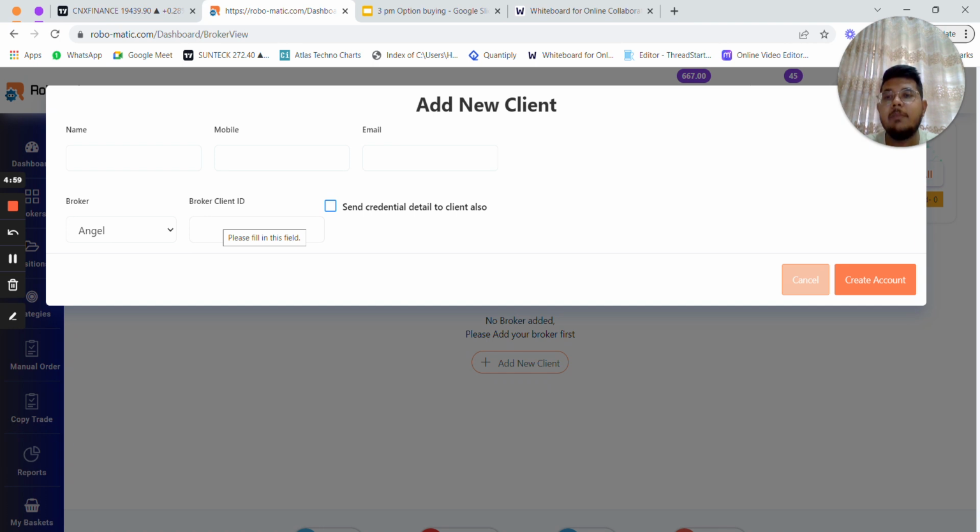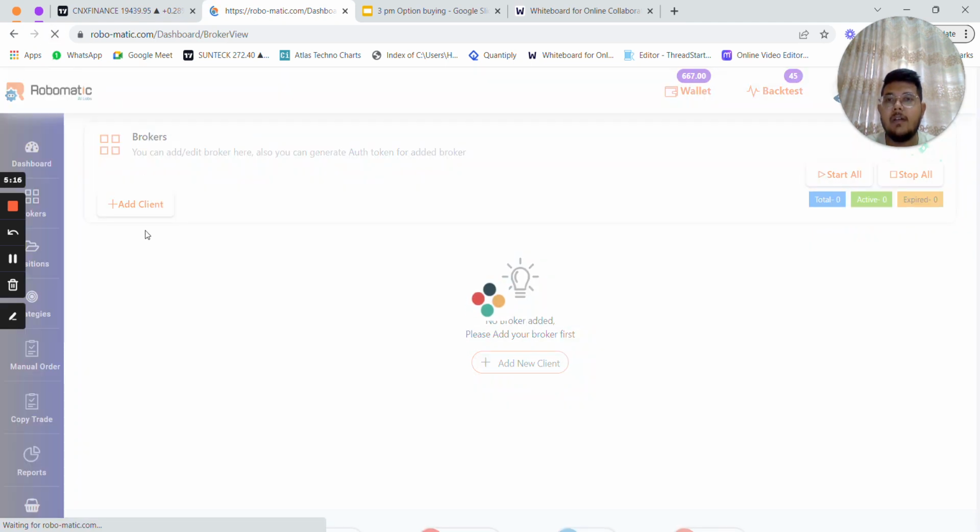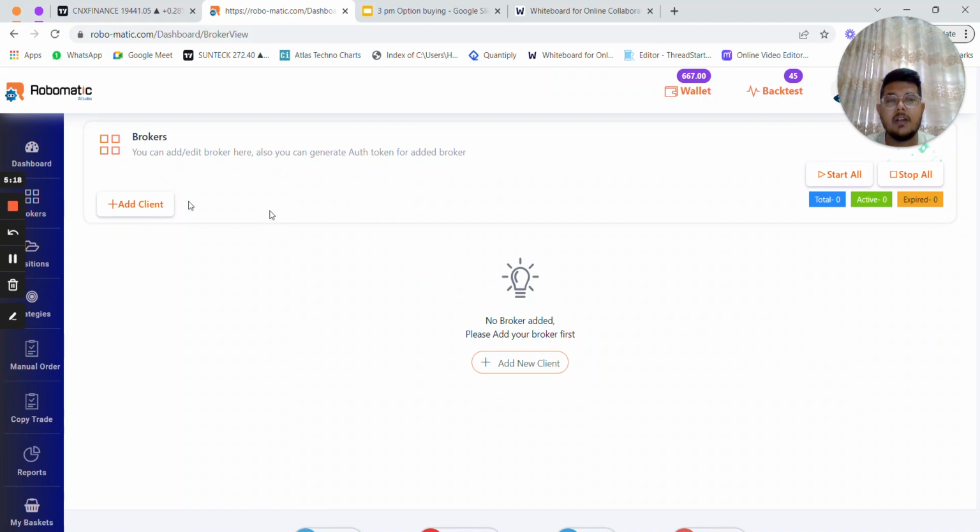Once you have added the broker client ID, let's say, you can click on select broker, create broker ID here, create an account. Once you have created an account, you can refresh. Once you have refreshed, you can clearly see that, using this process, you can add the broker here. Now let's move on to the strategies part.